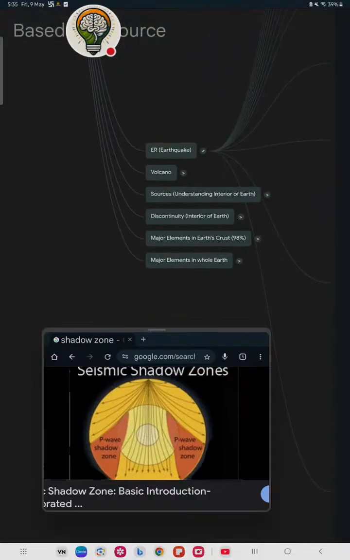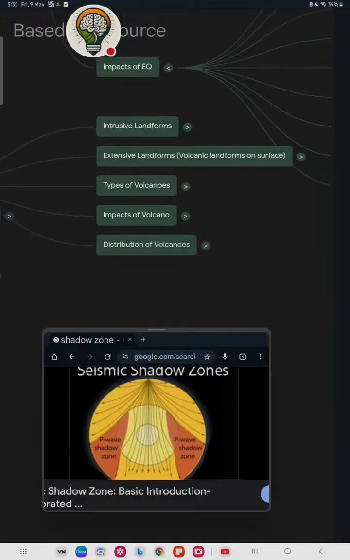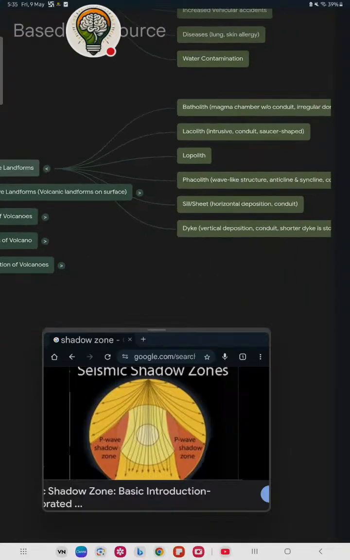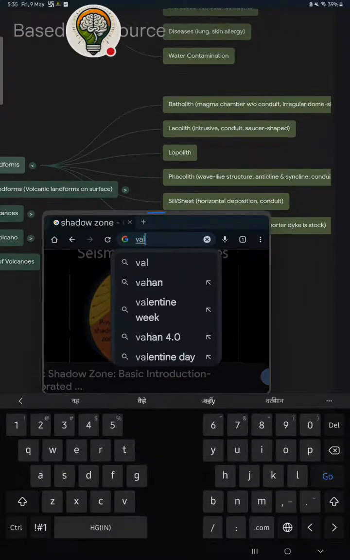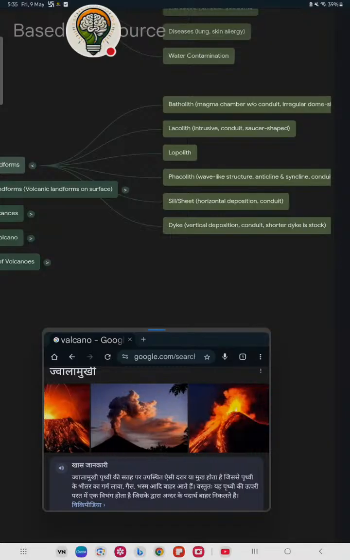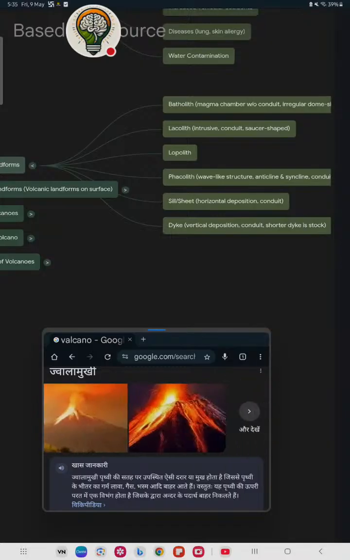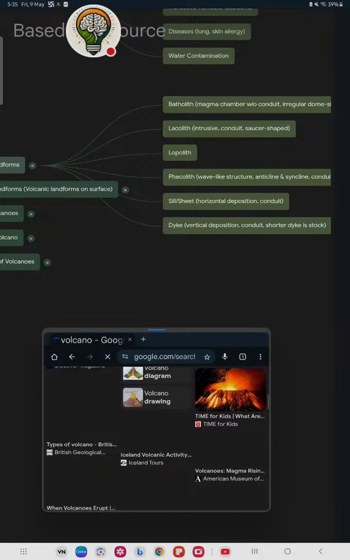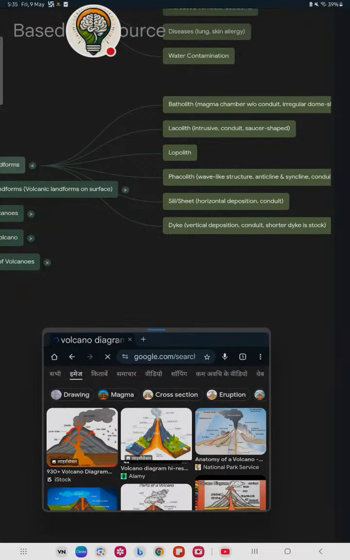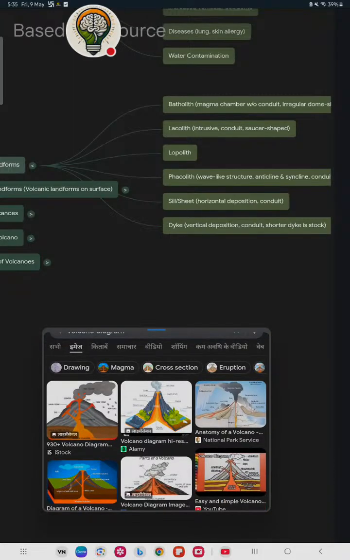Then the volcano. What is a volcano? So the types of volcano. The intrusive landforms of a volcano. So we have the landforms of volcano. These are the volcano landforms. So this is a volcano diagram.